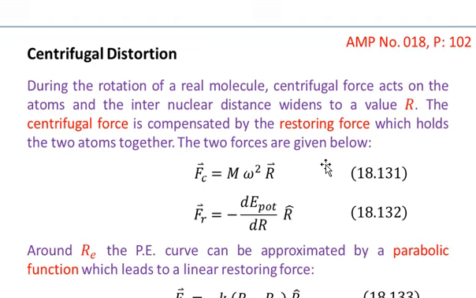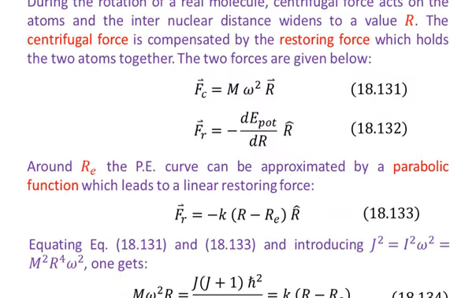The two forces are given below. The first one, in equation number 131, is the centrifugal force, given by Fc equal to m omega square r. And the second one is the restoring force, Fr equal to minus the derivative of the potential energy with respect to r, multiplied by the unit vector r to give you the direction of the restoring force. So these are the two forces.